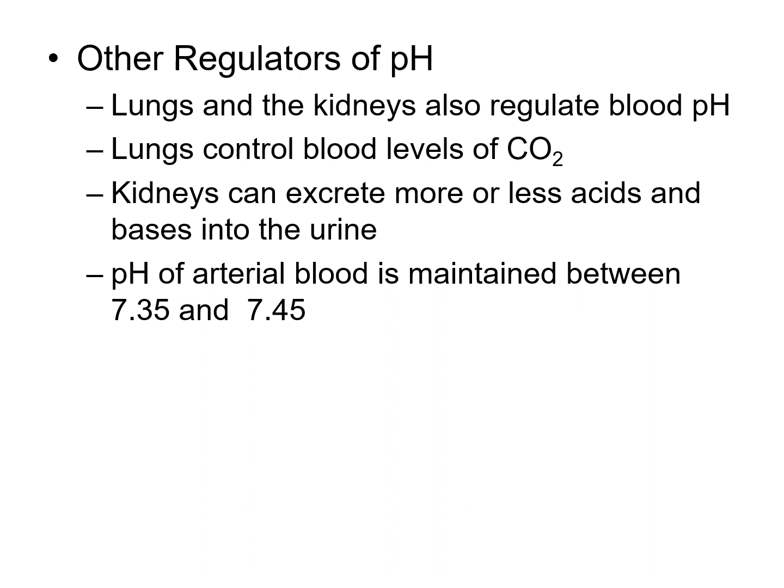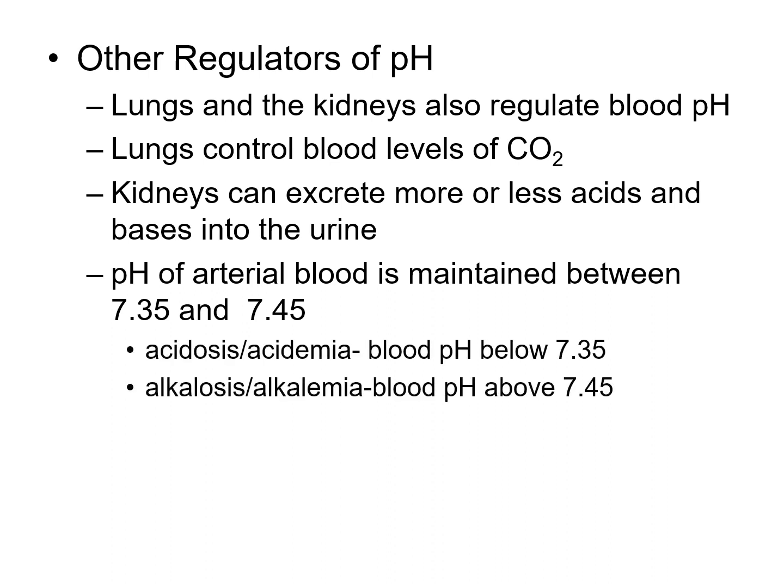The pH of arterial blood is maintained between 7.35 and 7.45. That is the normal range. A pH below 7.35 is considered acidosis, or one is said to have acidemia. With a pH above 7.45, one is said to be in a state of alkalosis or alkalemia.